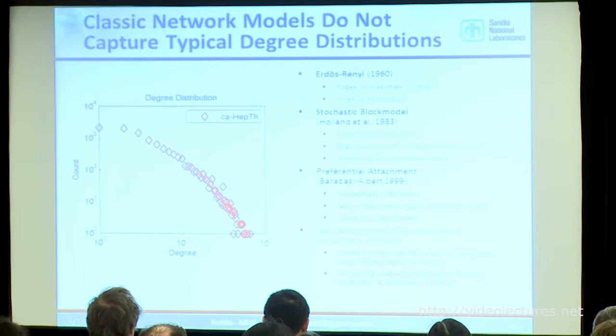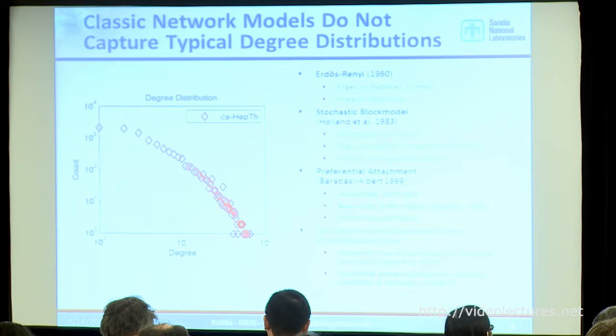The classic model is Erdös-Rényi. The probability of an edge between two vertices is just a constant, like 0.2. And you end up with what looks like a Poisson distribution of the degrees, which looks like a hump, sort of like a bell curve. And the picture that we see here does not look like a hump. So that would be wrong. That's well known to be a bad model of realistic graphs.